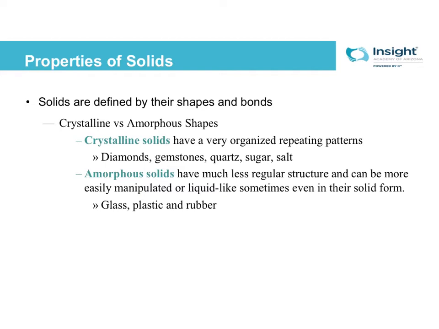So they can sometimes maintain some of their liquid-like properties, being able to be moved and maybe flow a little bit. To me, the greatest example of this is something like rubber. You can bend it and move it around and change its shape without breaking it. Glass, plastic, and rubber are examples of amorphous solids.